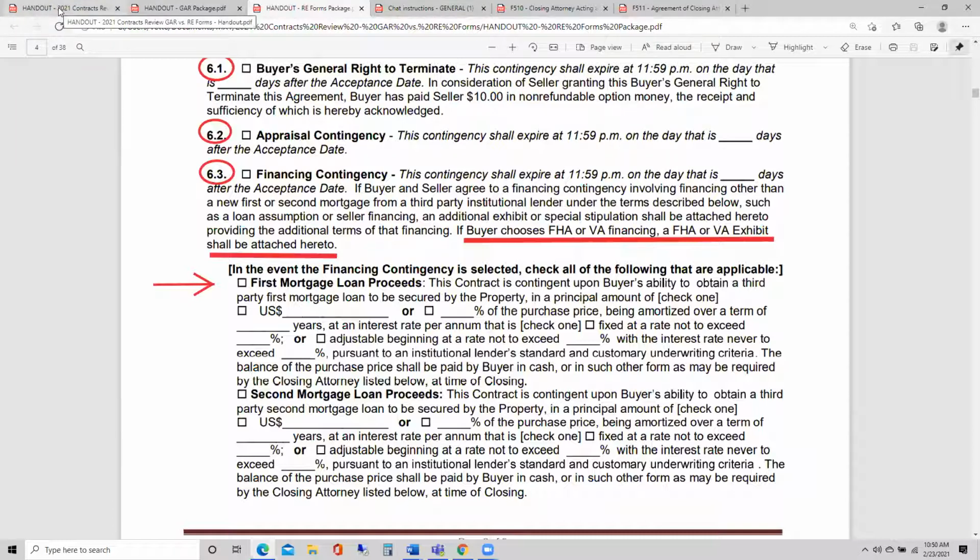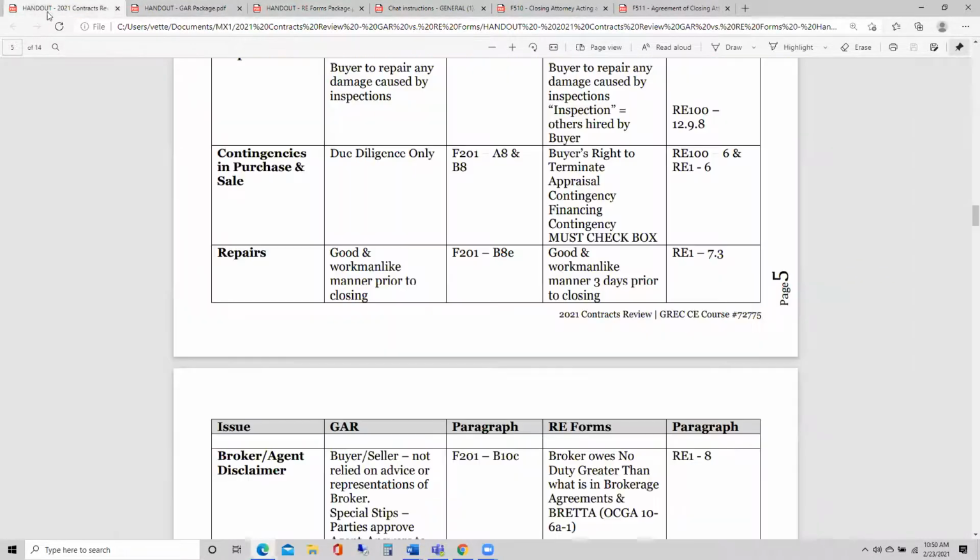In GAR, you just have the due diligence. So if you go binding under the RE Forms and the buyer is getting a conventional loan, no other exhibits are required for financing unless the buyer is getting an FHA insured loan or a VA insured loan. And it tells you here, if the buyer chooses FHA or VA, you must add an FHA or VA exhibit. If the buyer's just getting conventional financing, all you need is this purchase and sale agreement and the standard terms.